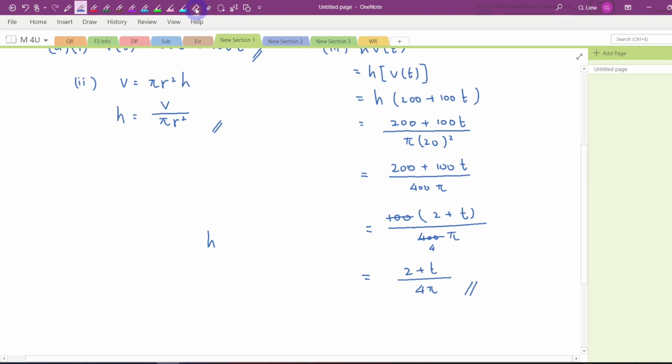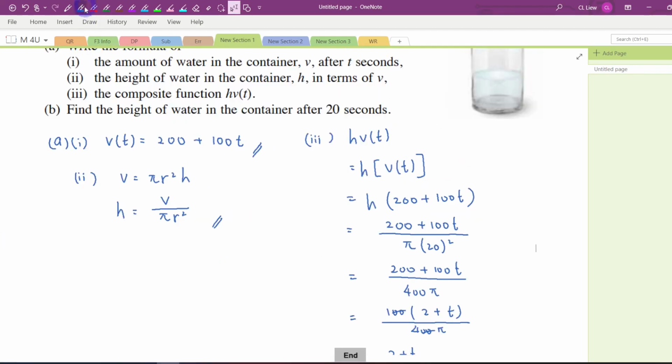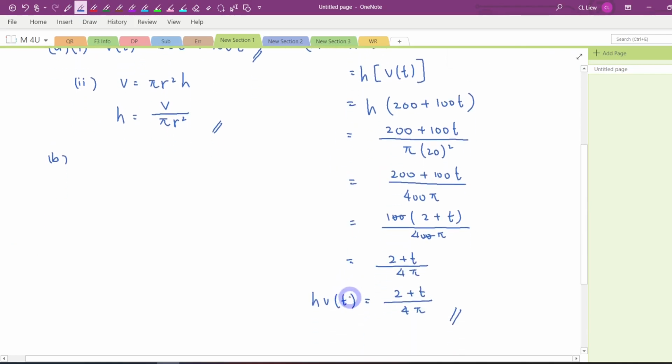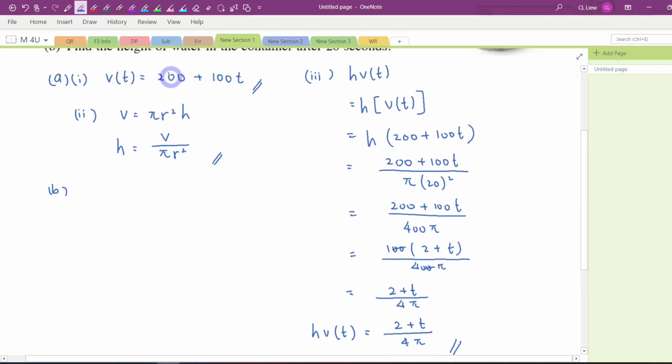h of v of t is equal to 2 plus t over 4 pi. So this is the answer for part 3. Okay, now let's try part B. So we want to find the height of the water in the container after 20 seconds. So we can use the composite function that we got just now to help us get the answer here.